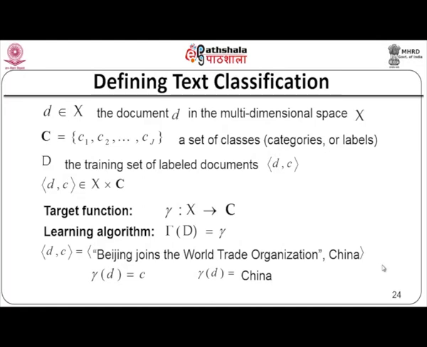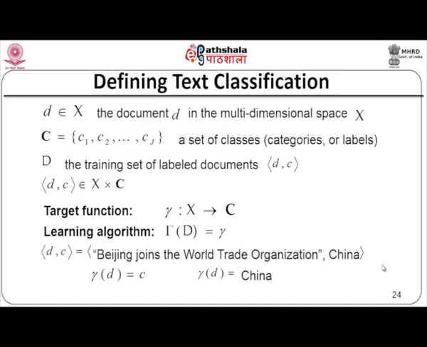Now, let us take another problem, which is a very famous problem, the problem of text classification. Here, a document D is in a multi-dimensional space X, and we have classes or labels. Let us assume we have J labels and a training set of labeled documents. So, documents are given and the class is given, and we want to find the target function: given another document X, what is its class. So, a learning algorithm is needed.